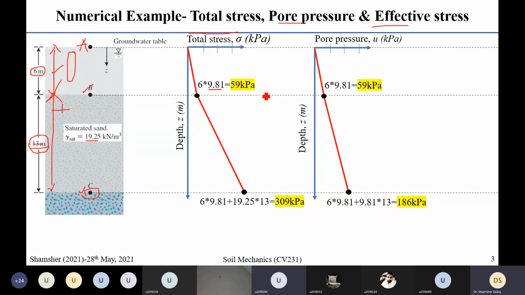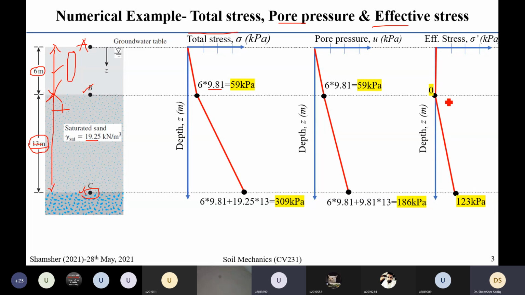If you know the total stress and the pore water pressure, then you simply need to deduct the pore water pressure from the total stress to calculate the effective stress. So these values will cancel each other, and then 309 minus 186, you will get 123 kPa.